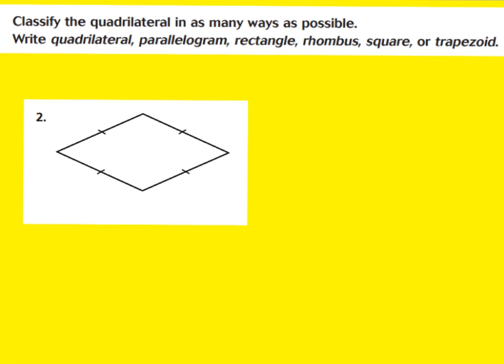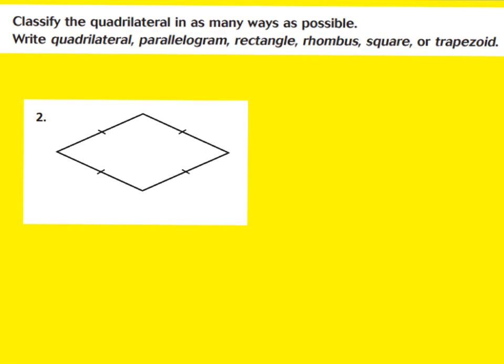Now looking at our choices, this is what you have to choose from. You can choose quadrilateral, parallelogram, rectangle, rhombus, square, or trapezoid. Now you can classify these in as many ways as possible, so there's not just one right answer.